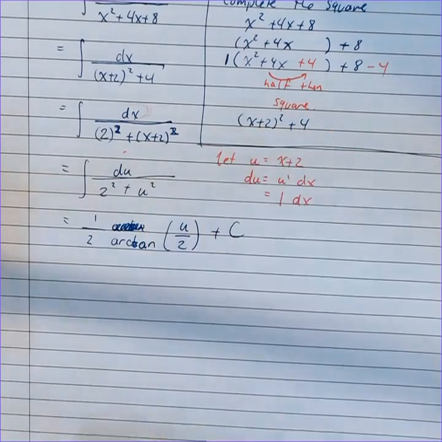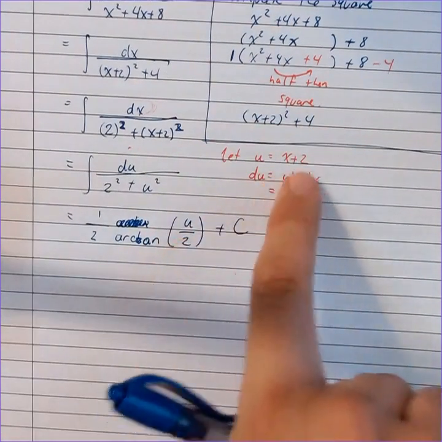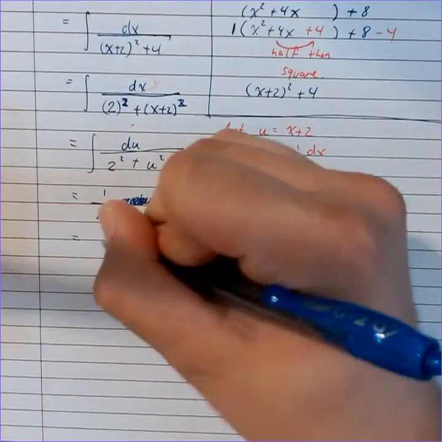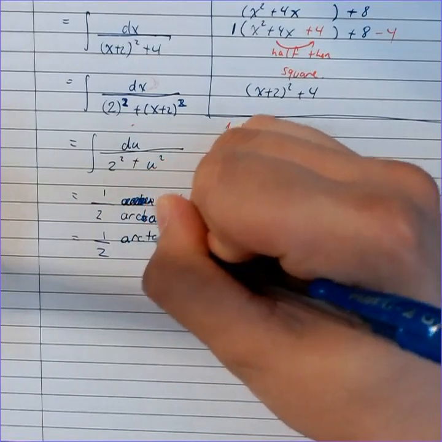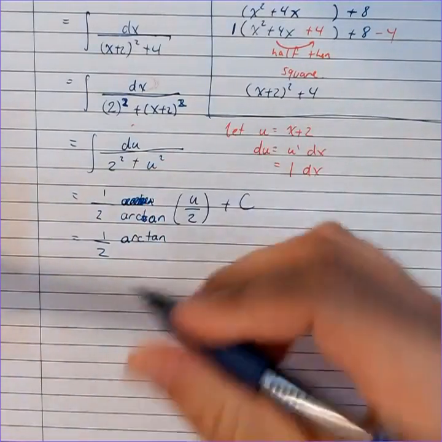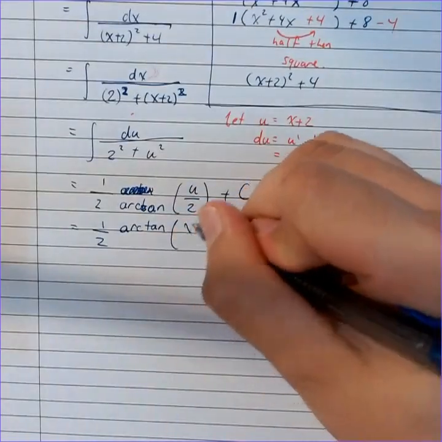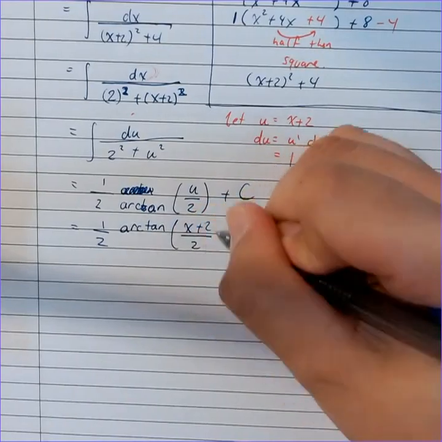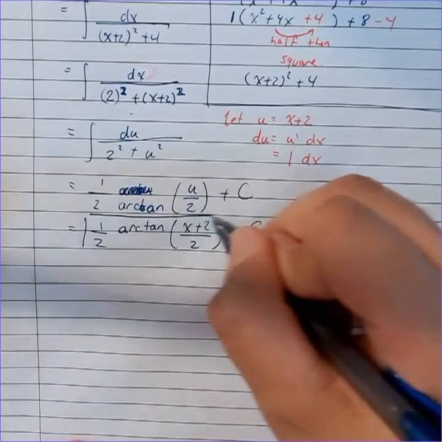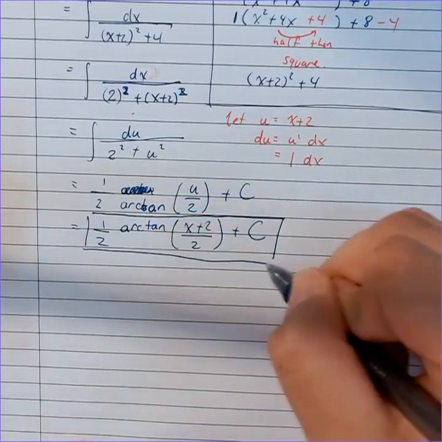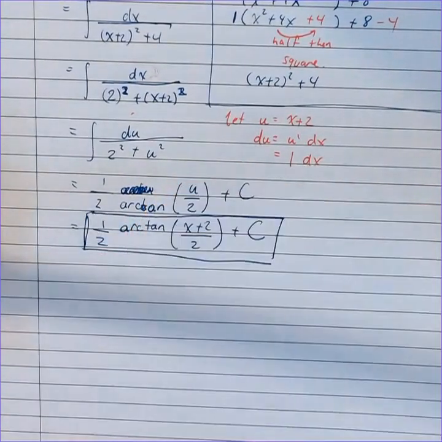plus your constant of integration. And of course, u is a stand-in for that thing right there. So we can write that as 1/2 times the arctangent of x plus 2 over 2 plus your constant of integration. And that's your result, which makes us happy.